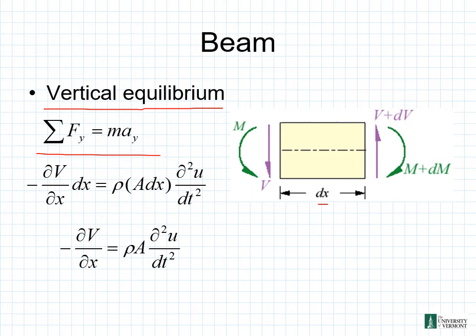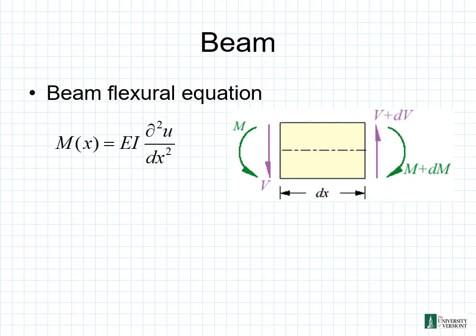So we have that relationship down here now from our diagram in Newton's second law. Now we can take a look at our beam flexural equation here. We have a relationship here: M of x is equal to EI times the second partial derivative of u with respect to x. Now we can take the derivative of that.